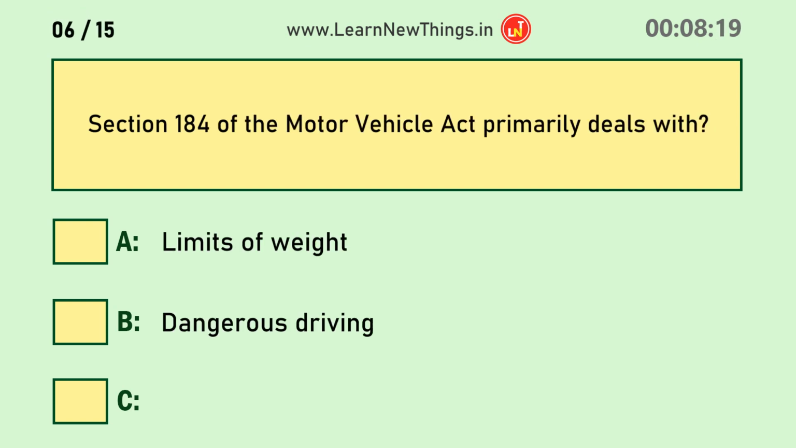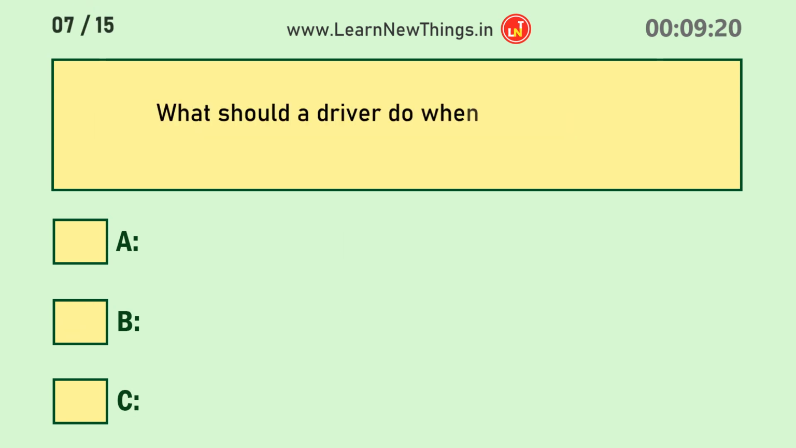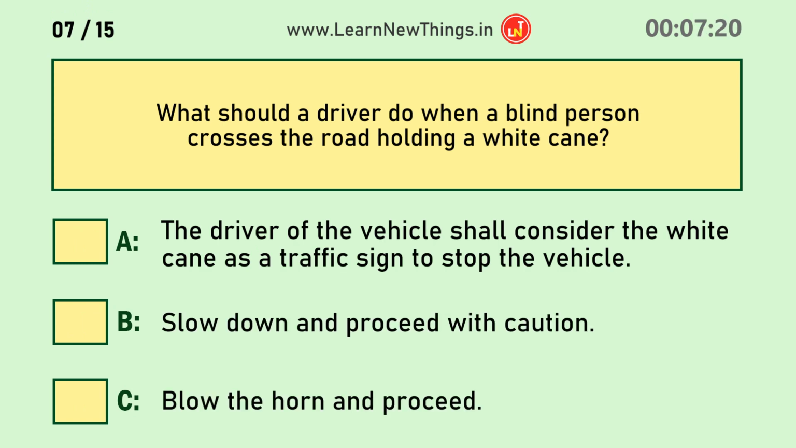Section 184 of the Motor Vehicle Act primarily deals with dangerous driving. What should a driver do when a blind person crosses the road holding a white cane? The driver of the vehicle shall consider the white cane as a traffic sign to stop.